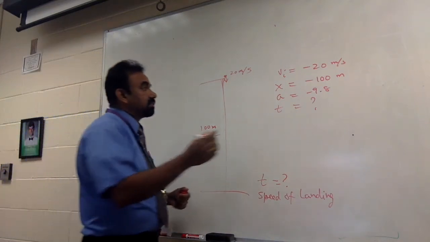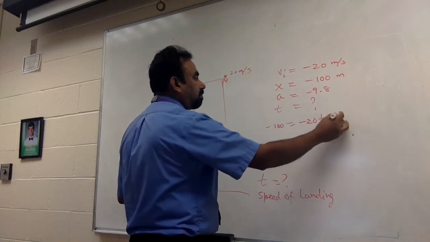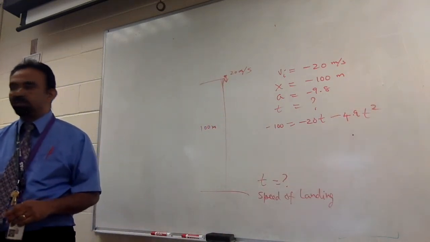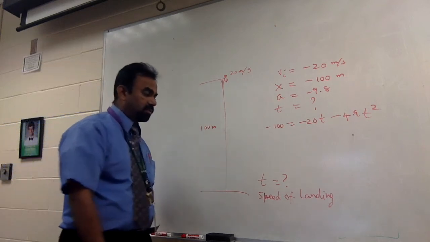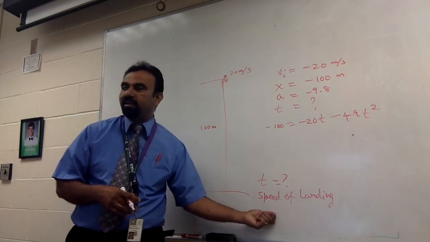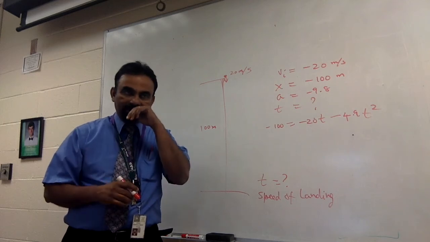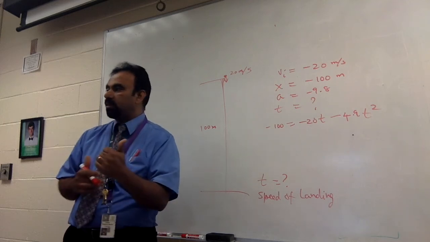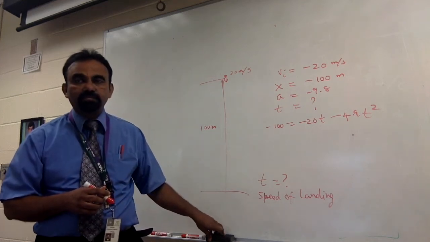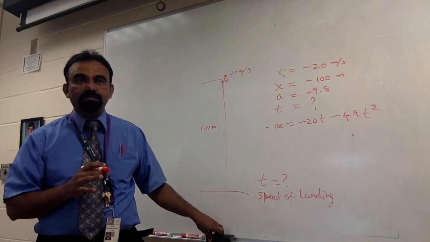So apply the equations. Negative 100 equals negative 20t minus 4.9t squared. Then frame it into a quadratic equation and just work it out, the same way as you've done the previous ones. Do you get it? And you know how to find the final speed. When it says speed of landing, you don't have to worry about the negative sign. Speed is only the number. If I say velocity, then think about the negative signs. You can do it? Good.